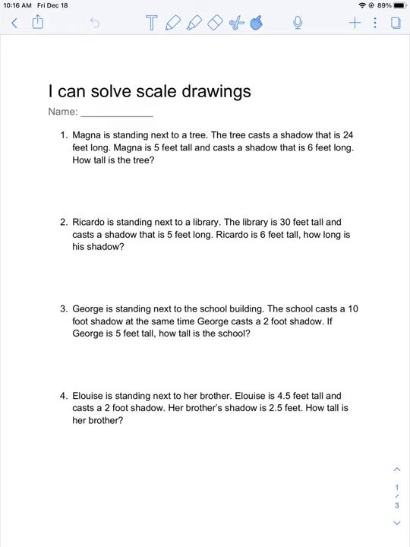All right, number 1. Magna is standing next to a tree. The tree casts a shadow that is 24 feet long. Magna is 5 feet tall and casts a shadow that is 6 feet long. How tall is the tree?